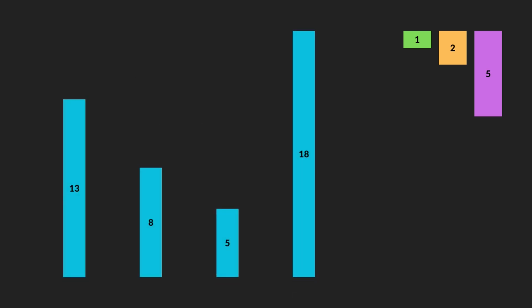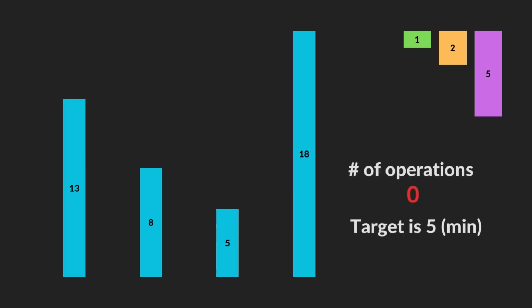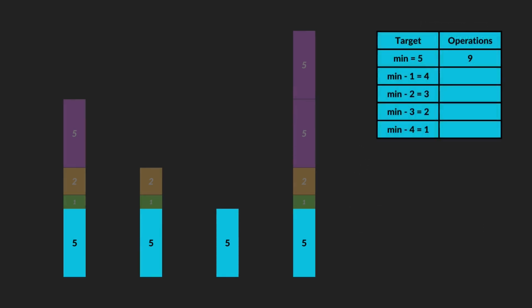Let's check out another example. Here we have 13, 8, 5, and 18. For now, let's assume the target is 5, the minimum value, and we'll keep track of the operations. I'll just go quickly to make it easy, but here are the number of operations for a total of 9 operations.